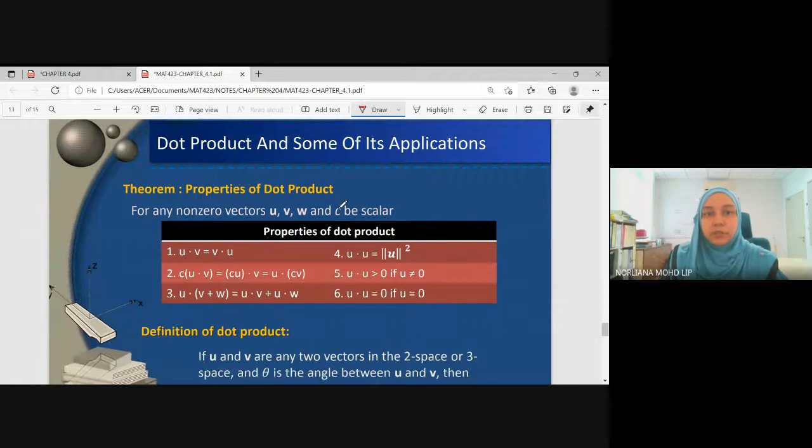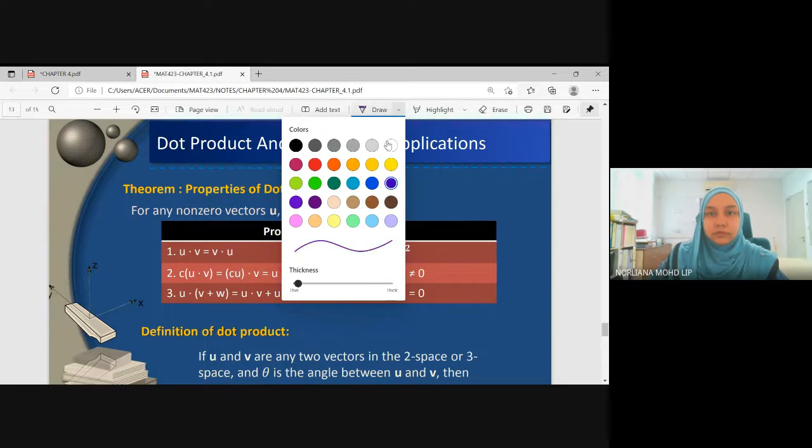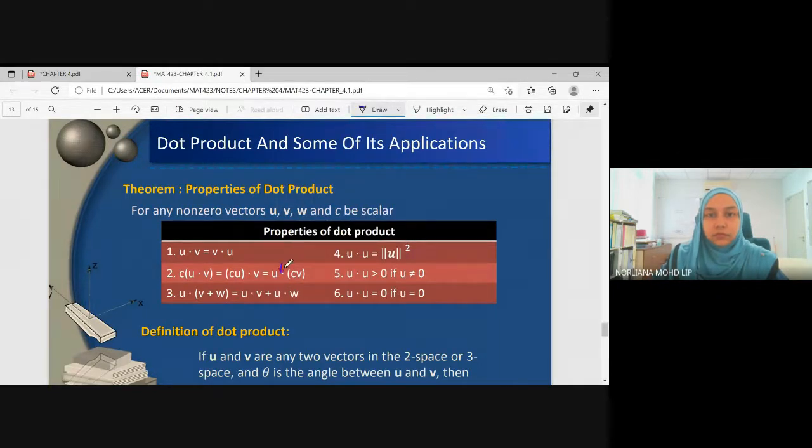Okay, theorem: properties of dot product for any non-zero vectors u, v, w and scalars c, b. Number 1, u dot v is equal to v dot u. Number 2 involves a scalar: c times u dot v is equal to cu dot v, which is also equal to u dot product with cv. This is the dot product.